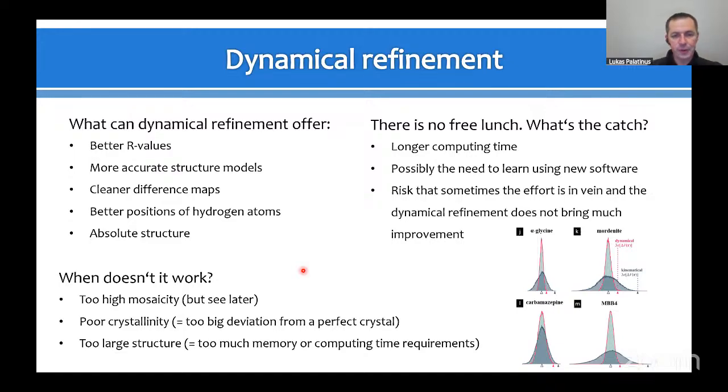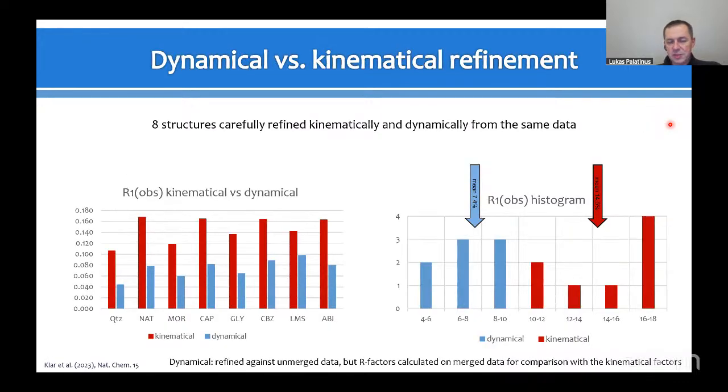And I see that I'm running out of time, so I will not dwell too much on these points, and I will just show you a few examples of what the dynamical refinement is good for. I hope I will make it in the remaining few minutes. Okay, so these are some comparisons of the R factors, kinematical versus dynamical. Roughly, there is an improvement of about a factor of 2 between the kinematical and dynamical R factors.